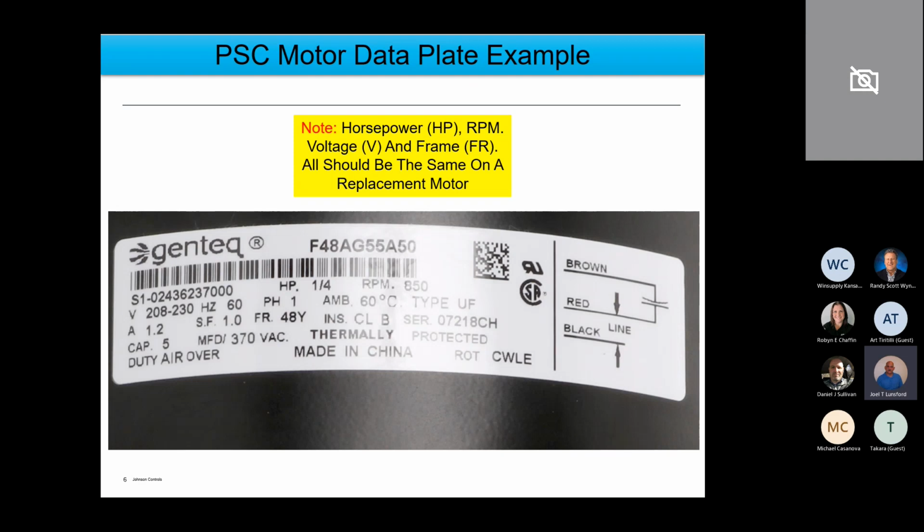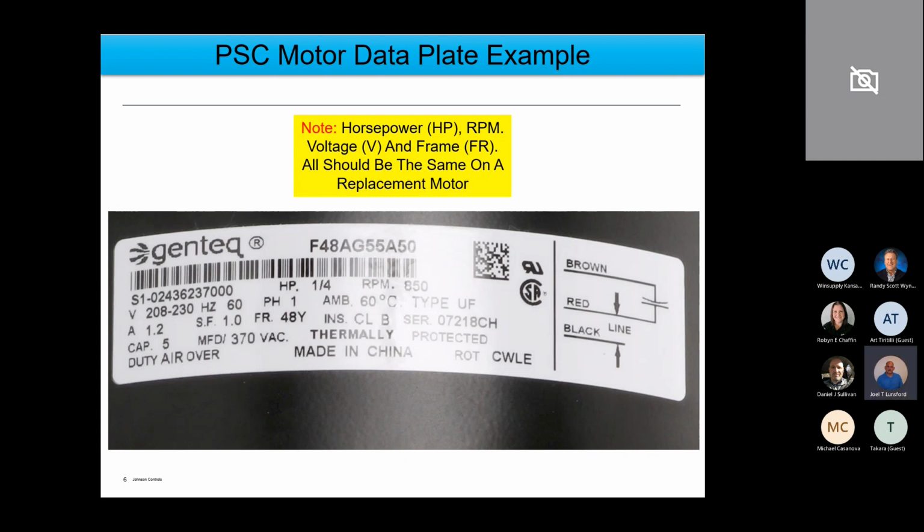Then just under where it says PH, or phase, it says FR. That means frame, and frame is very important too. We want to make sure that the replacement motor is going to fit in the same place the old motor is. In this example, that frame is a 48Y. So some of the physical specs on this motor are: 1/4 horse, 850 RPM, 208-230 volt single phase, 48 frame. Any questions or comments so far?